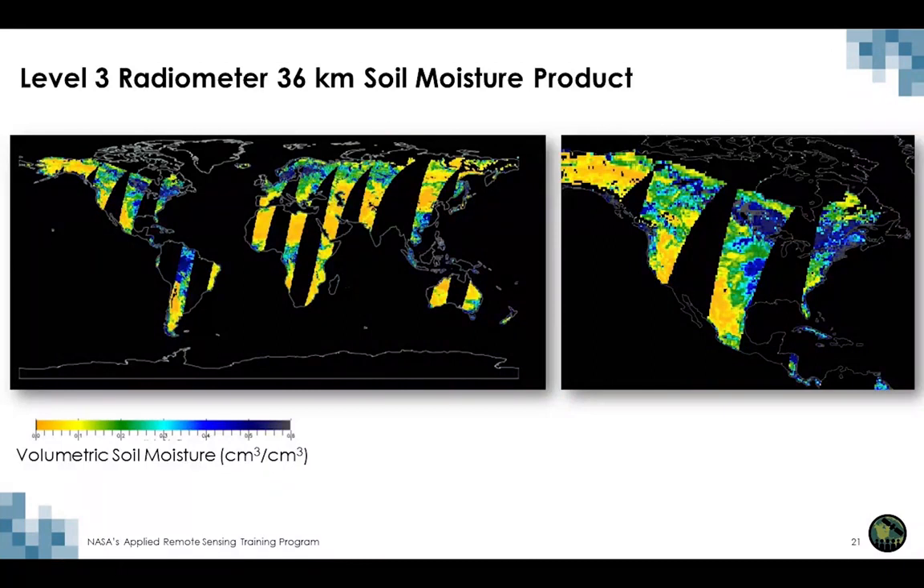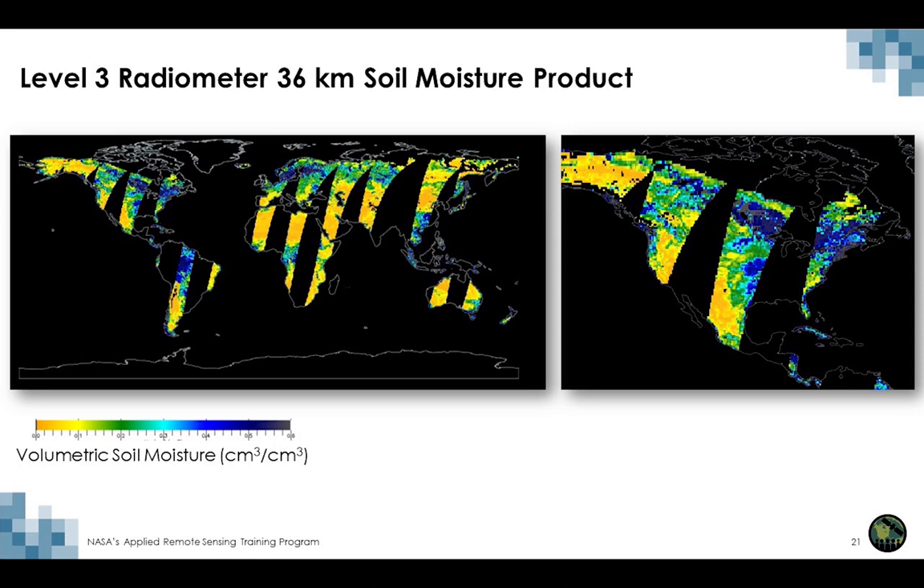This is an example of a level 3 radiometer derived soil moisture product. So this is gridded at 36 kilometers, and this is a daily global composite. To generate this composite, the processing software ingests 1 day's worth of level 2 soil moisture passive granules and creates individual global composites as these 2-dimensional arrays. So the composite, in this case, used the descending passes.